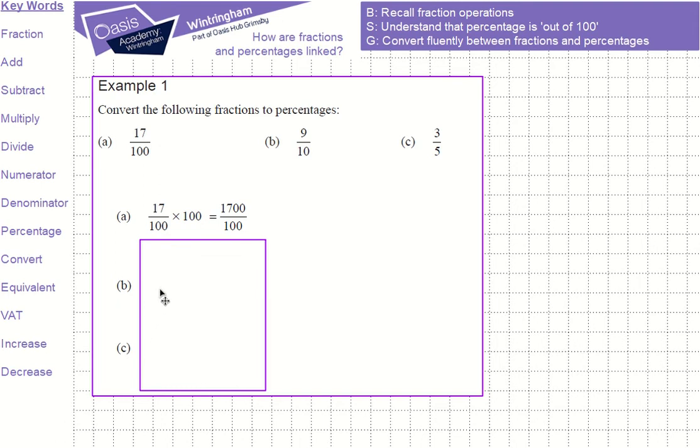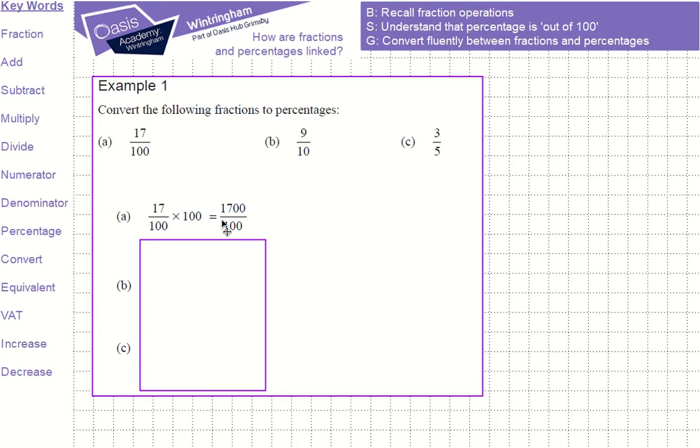So our method to convert fractions to percentages is to multiply by 100. We take the fraction 17 over 100 and just multiply by 100. The numerator, the number on the top, is being multiplied by 100, so 17 multiplied by 100 is 1700, and the denominator stays as 100.